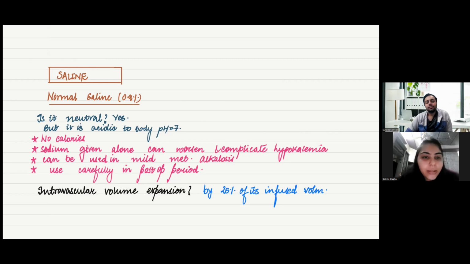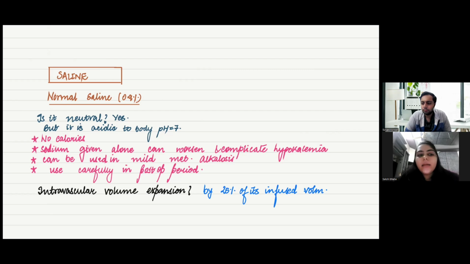So next is normal saline, and the next question is whether it is neutral. Yes, it is a neutral solution, but that doesn't mean that in the body it is at neutral pH. It is acidic to the body, and the further points are that it doesn't contain any calories, and sodium when given alone can worsen and complicate hypokalemia, and it can be used in mild metabolic alkalosis. Since it is mildly acidic, we can use it in mild metabolic alkalosis.